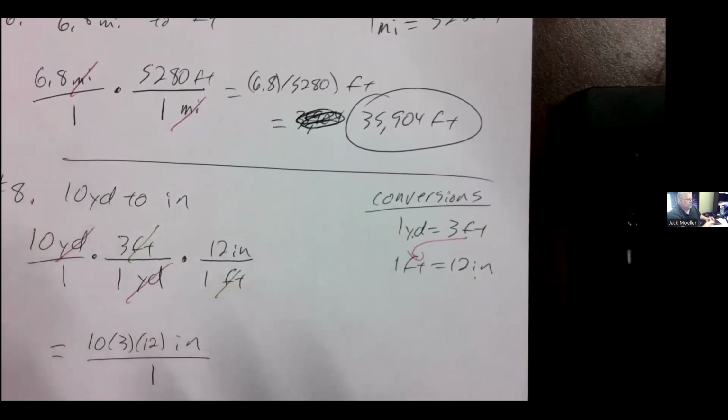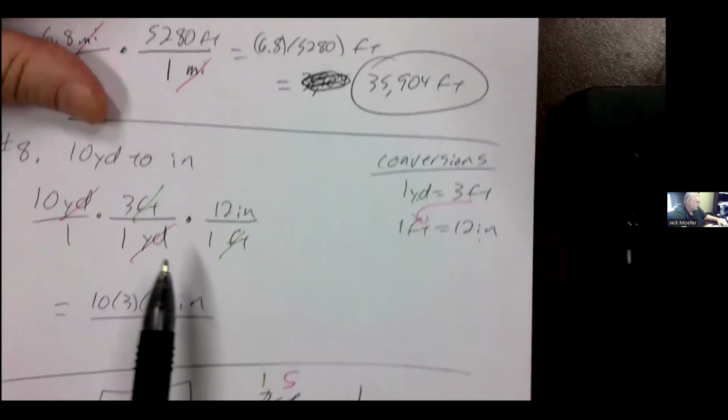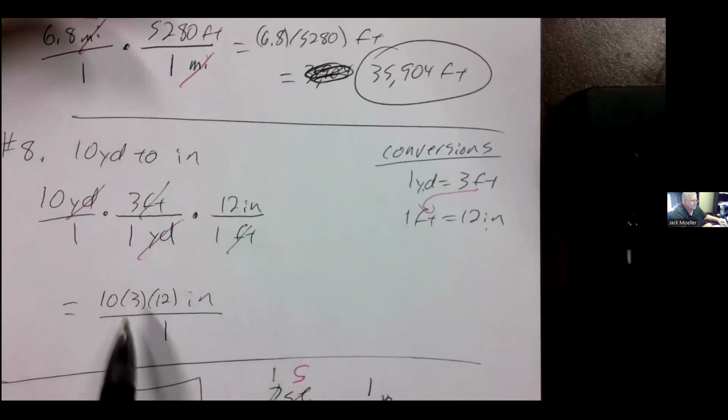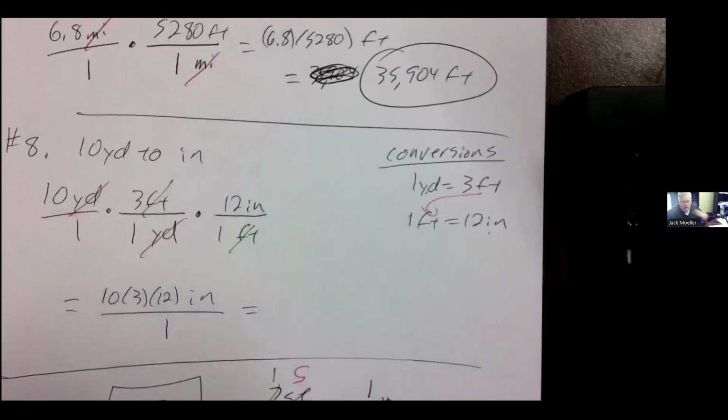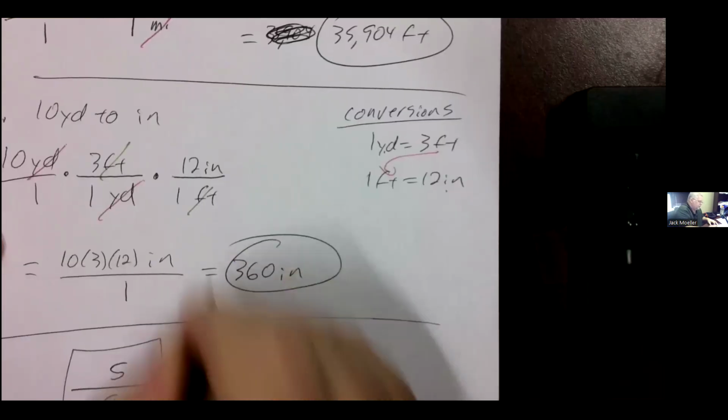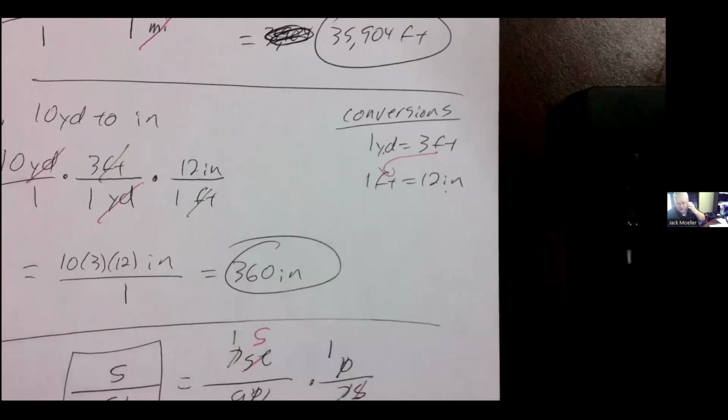So you actually end up, how to say this, violating order of operations. That is what's going to happen if you're not careful. That's why I always like to multiply everything on top, multiply everything on bottom, and then do the division last, just to avoid any arithmetic issue. So 3 times 12 is 36, times 10. That would be 336. Sorry, 360 inches.